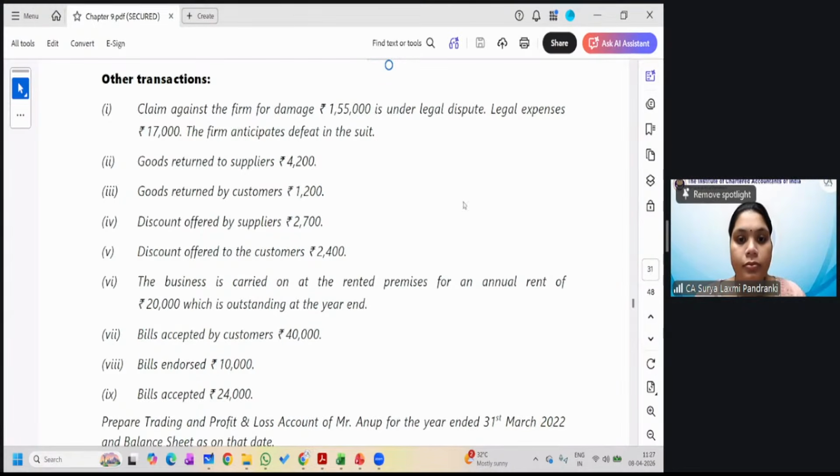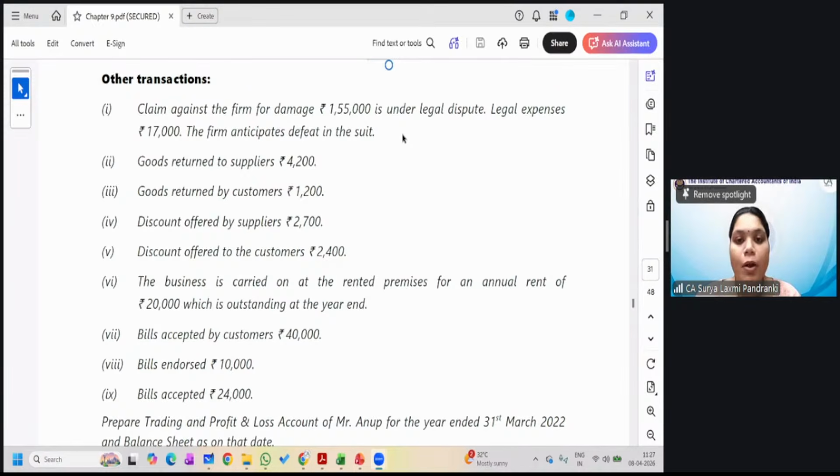That we need to consider as an expense. We have to debit the P&L account. We need to show a provision. Correct? The correct word is provision. You can't show it under expense. You will create a provision for it. Yes or no? Yes, ma'am.